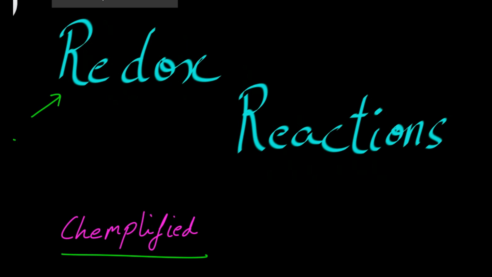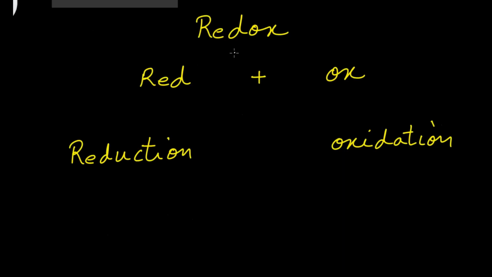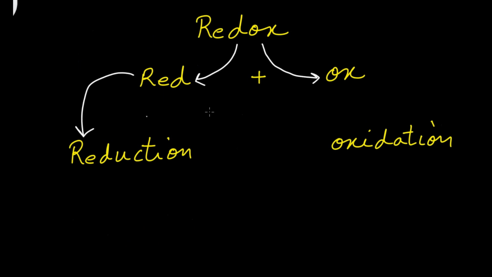Let's start without wasting any time. The term redox is made up of two terms. First is red and second is ox. Here red represents reduction, ox represents oxidation. Both we have taken red from reduction and ox from oxidation. So redox reaction is a reaction in which reduction and oxidation take place, right?